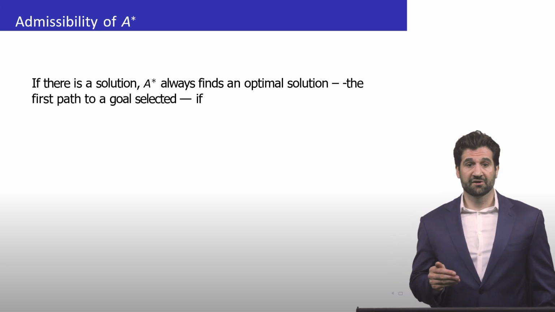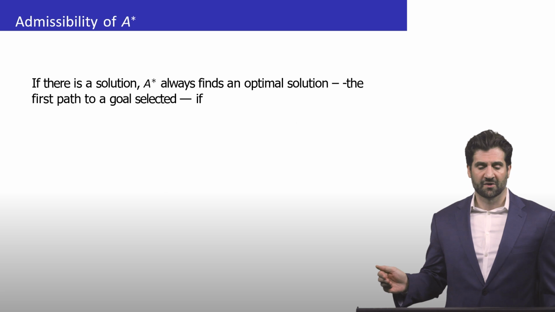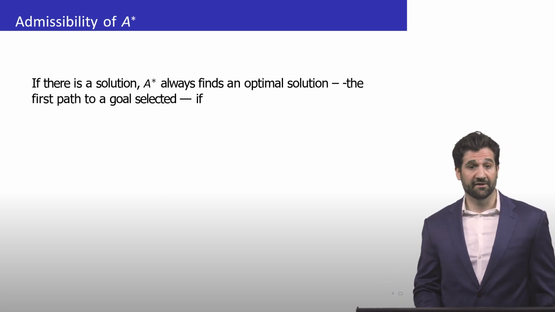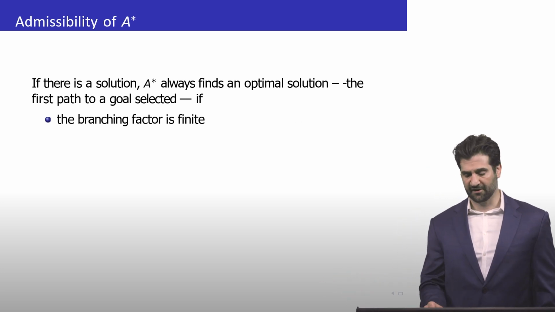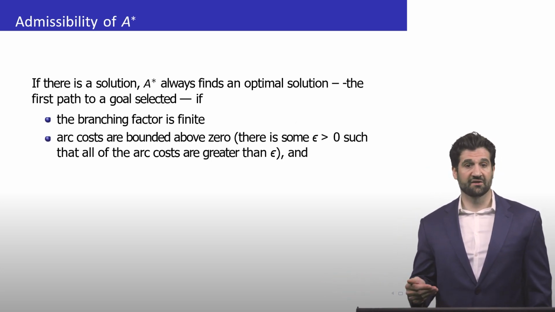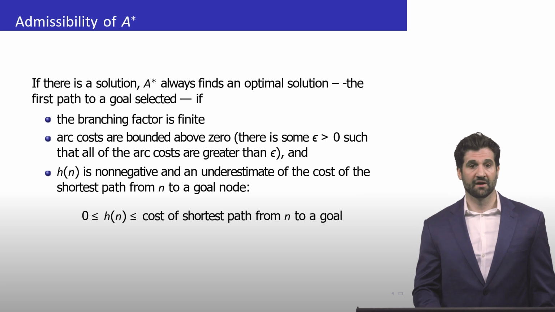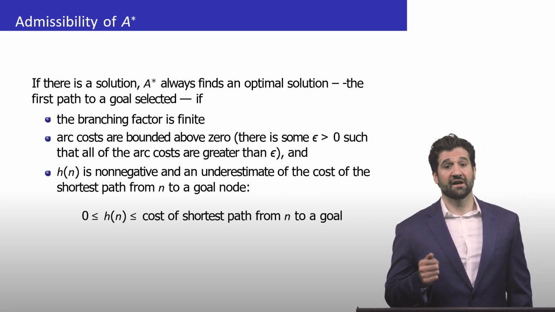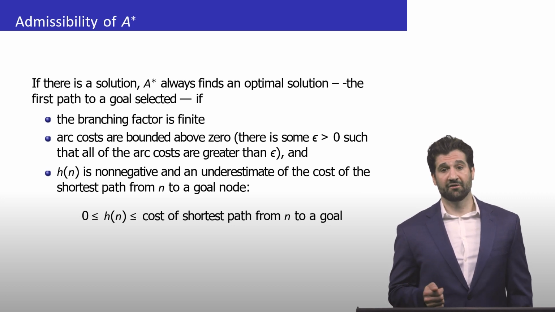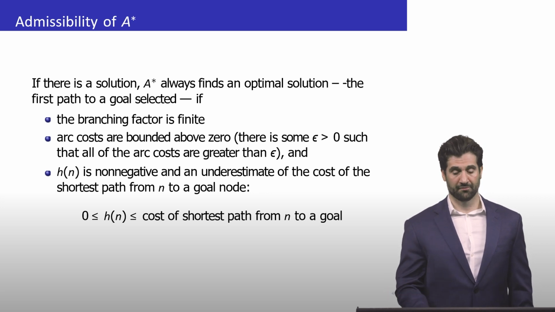So if there is a solution, A-star always finds an optimal one, the first path to the goal selected, if the following are true. First, the branching factor has to be finite. Second, the arc costs are bounded above zero, so we're dealing with positive numbers here. And the third thing is that the heuristic function is non-negative and it's an underestimate of the cost of the shortest path from a node to the goal node.